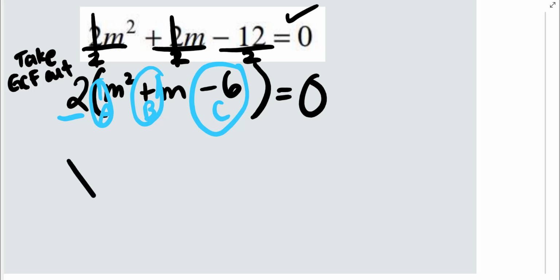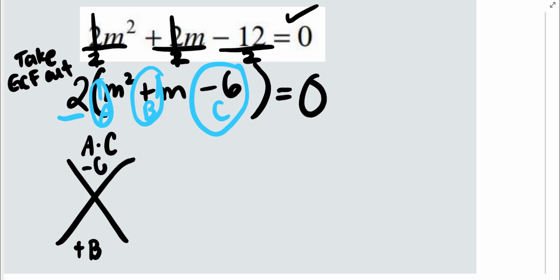Now we're going to do the x method, where we do A times C, better add to B. In this case, A times C is negative 6, and then B is positive 1. So now we're going to write the factors of 6, and you can ignore the negative. So factors of 6 include 1 times 6 and 2 times 3.